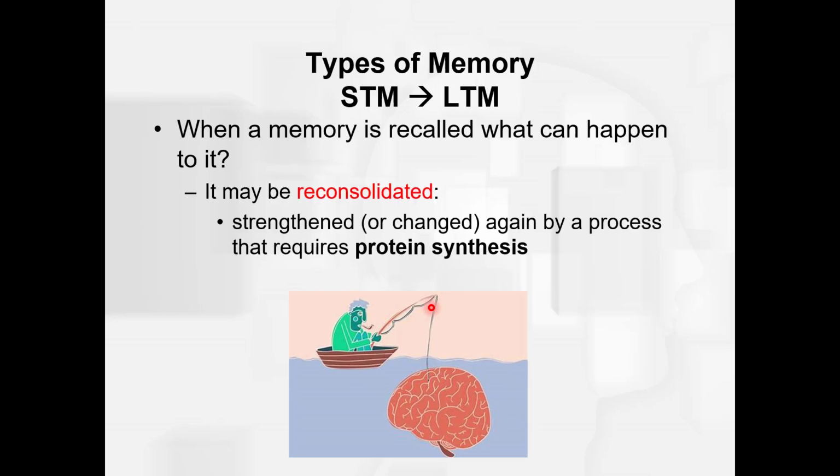So this can strengthen or change the memory, again, by a process requiring protein synthesis. Just as we take information from short-term memory, get it into long-term memory, and consolidate it, every time we recall something, we reconsolidate it, and that can strengthen it, make it stronger because now we have more cues to recall it, but it can also be changed or modified again. And again, this is requiring protein synthesis and again, changing the connectivity in our brain.